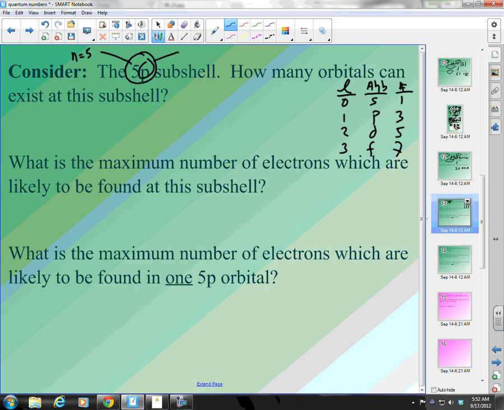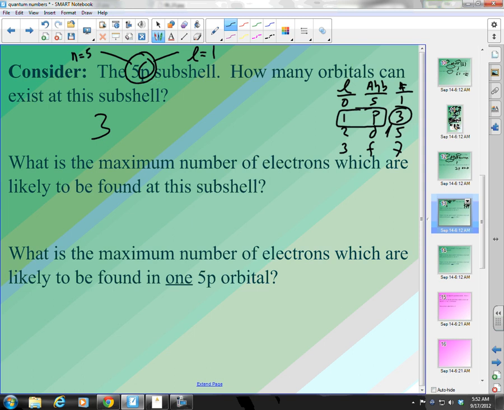So when I have a P, that means my L is equal to what? P, L is equal to 1. So this means I have n equals 5, L equals 1. How many orbitals can exist at this subshell? We have it right here. At n equals 5, L equals 1, or at the 5p subshell, I would have 3 p orbitals.